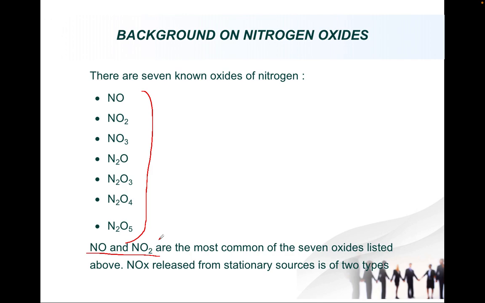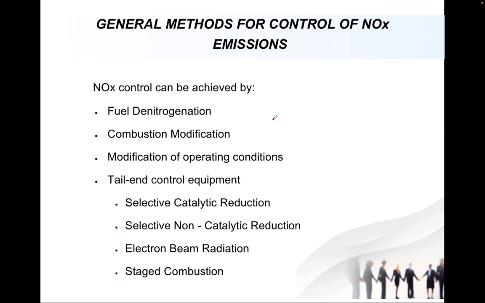One of the best and most famous methods is the use of a catalytic converter. Catalytic converters are generally used in your bikes or cars to control the emissions coming out of the internal combustion engine. Now you will see there are different methods available to control NOx emissions. The first one is fuel denitrogenation, which means we have to reduce the amount of nitrogen present in the fuel itself, because whenever combustion happens, the fuel is converted into gases, and as we know, nitrogen doesn't take any part in any type of combustion process.